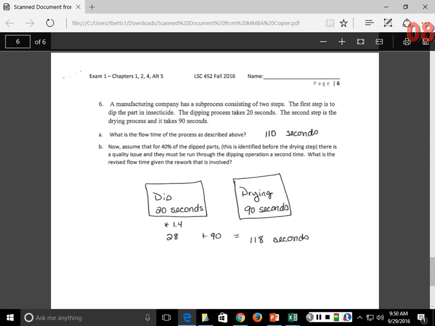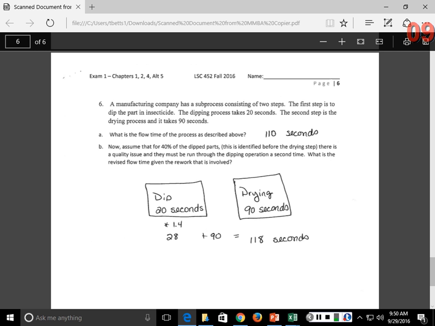All right, and the last one, a manufacturing company has a sub-process consisting of 2 steps. The first step is to dip the part in insecticide. The dipping process takes 20 seconds. The second step is the drying process, and it takes 90 seconds. So, just a quick draw says I'm going to dip it 20 seconds, dry it for 90 seconds, so my total flow time is 110 seconds.